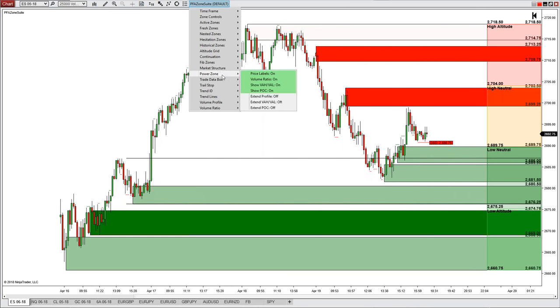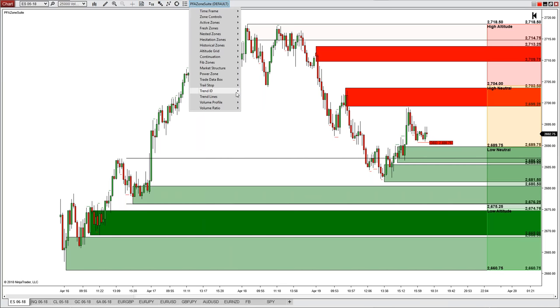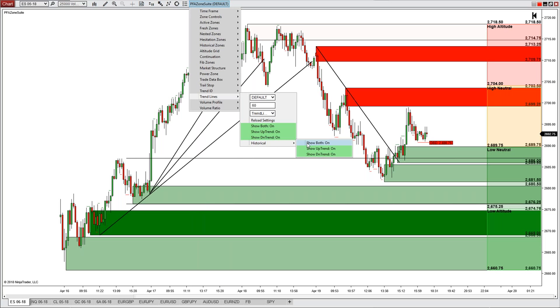We can use our toggle on or off. I'll look at that in a minute. There's that trade data box, trail stop, trend IDs, and all of that. Your trend lines, so a lot of stuff there. We can even show historical trend lines, so I could do that as well. Things like that, so you can see where the trends are broken.